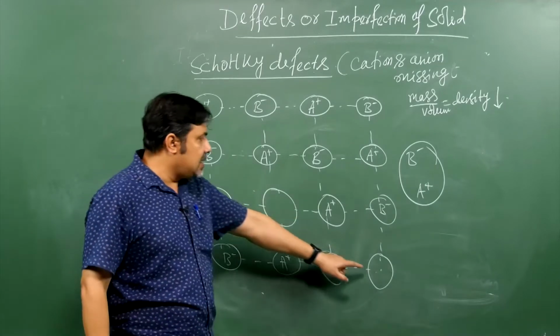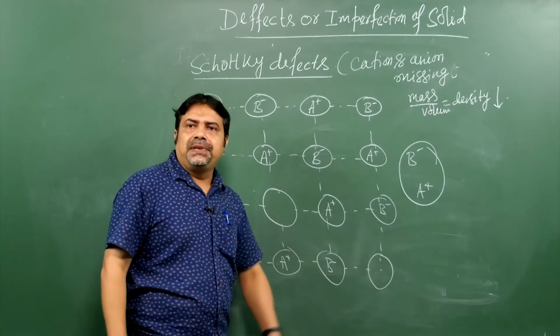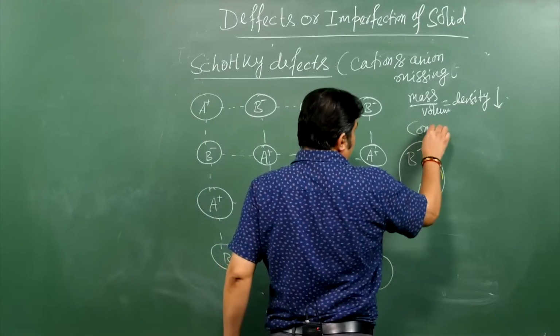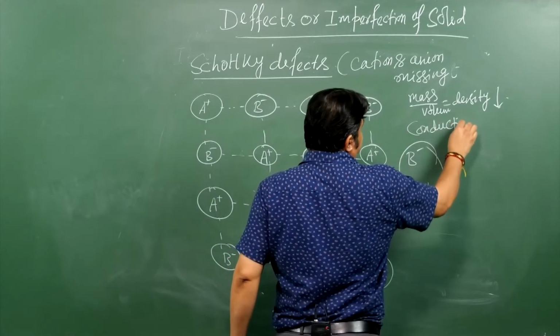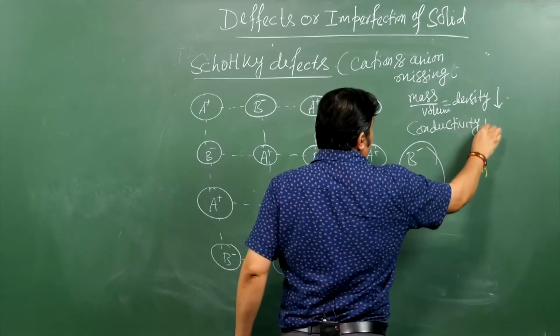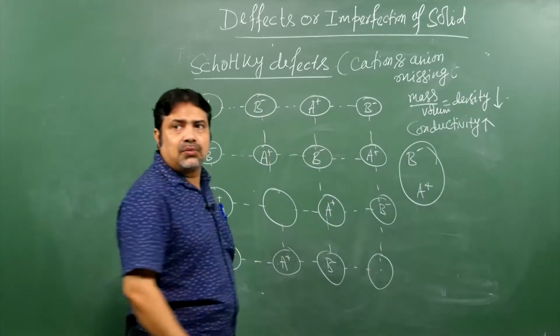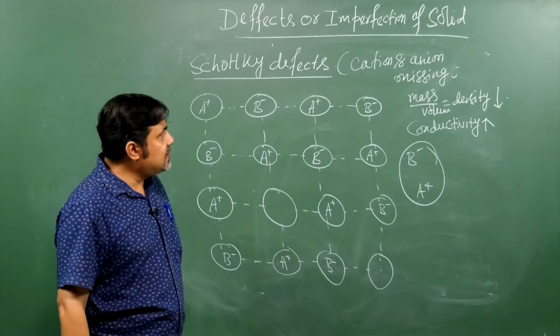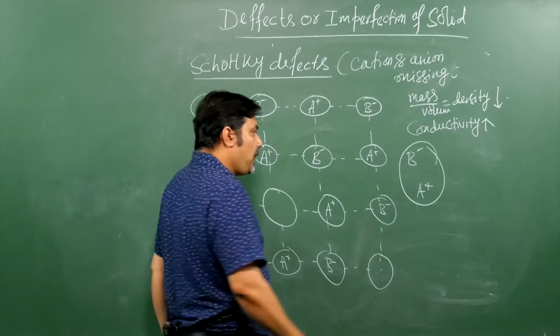Moreover, as a vacancy is there, it will behave like a hole. So the conductivity will increase, whereas density will decrease. Clear? And moreover, which compounds form this type of defect?